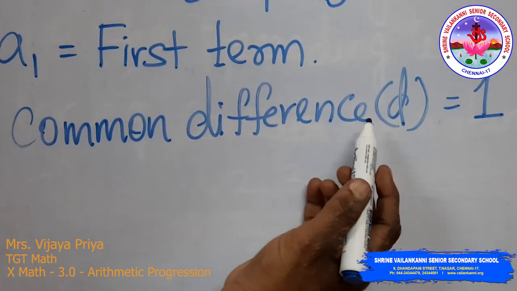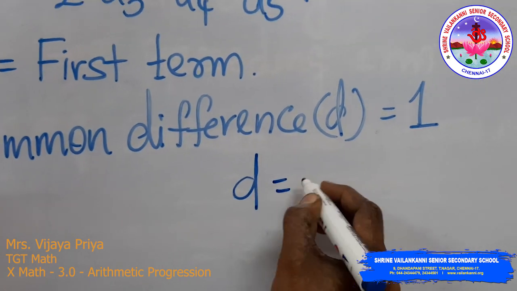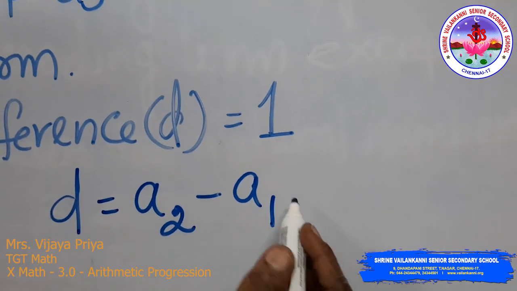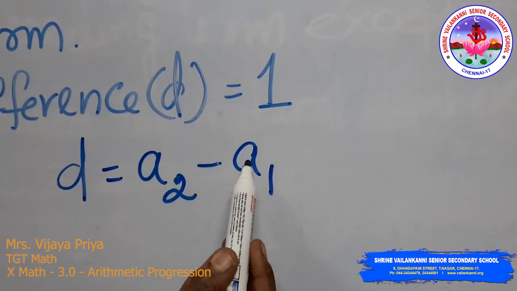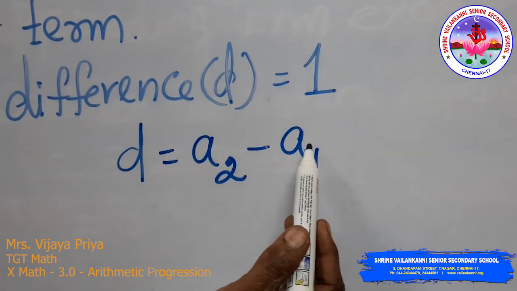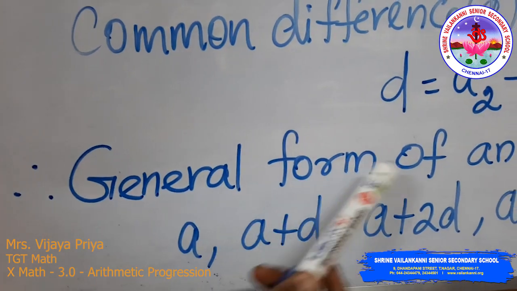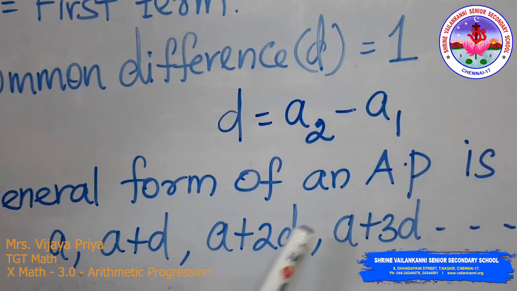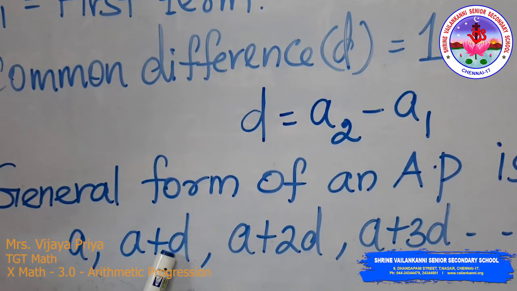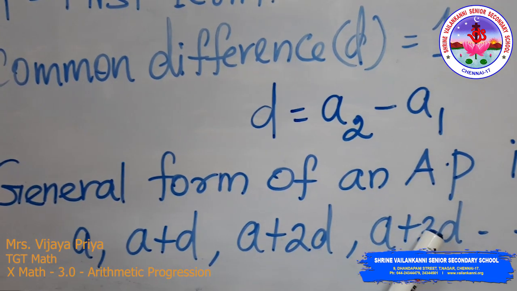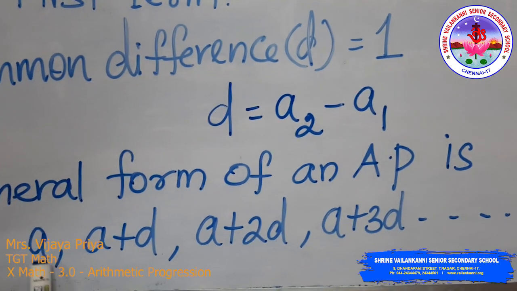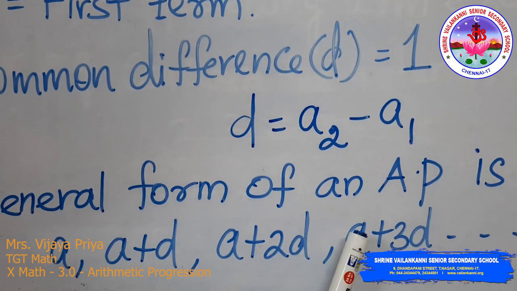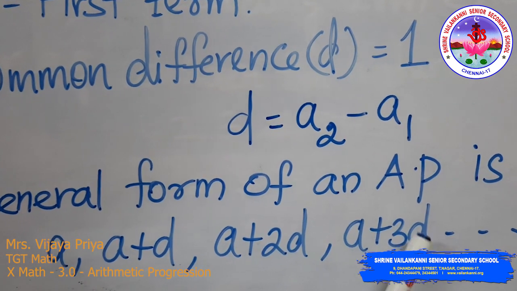The formula to find the common difference is to subtract A2 minus A1 in an AP, that is, the second term minus the first term of an arithmetic progression. The general form of an AP can be written as A, A plus D, A plus 2D, A plus 3D, etc., where A is the first term, A plus D is the second term, A plus 2D is the third term, A plus 3D is the fourth term, and so on.